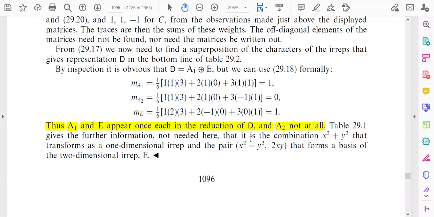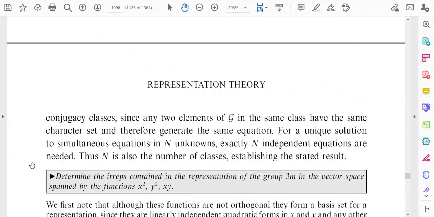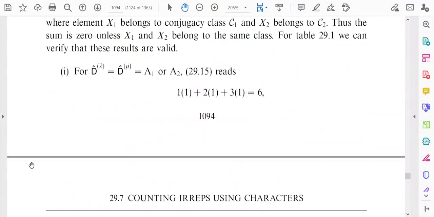So here we have used the result of equation 29.18. And what is the meaning of that? The meaning is this: the combination x square plus y square transforms as a one dimensional irreducible representation, and the pair x square minus y square comma 2xy forms a basis of the two dimensional representation E. Actually, when we constructed the character table, there we have shown that. Let us look at the character table again, then it will be more clear to you.